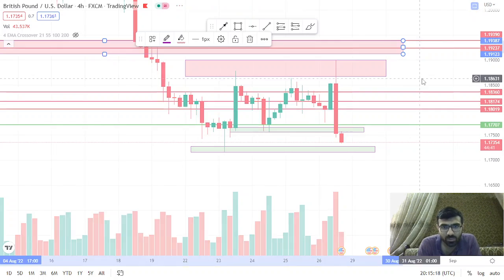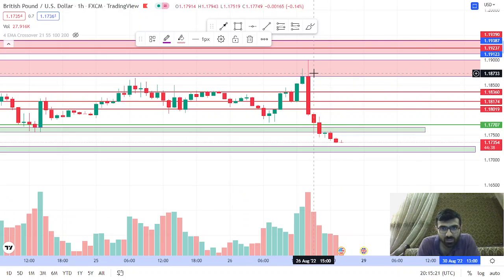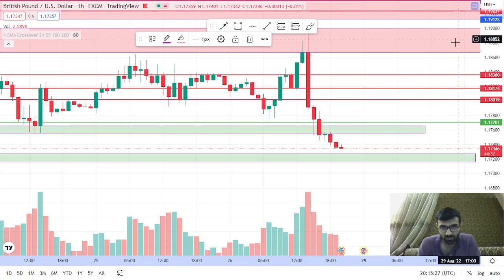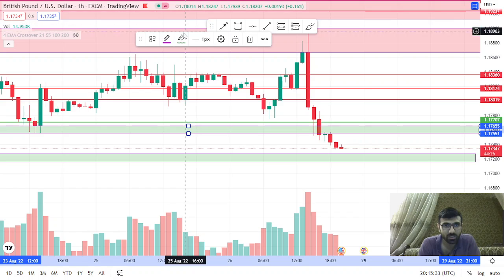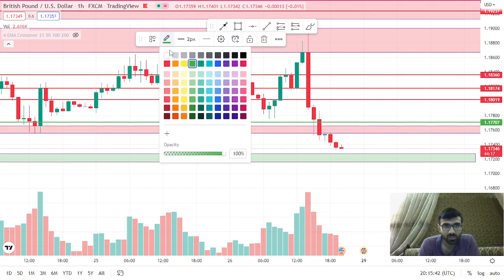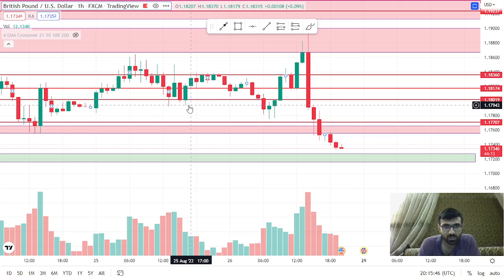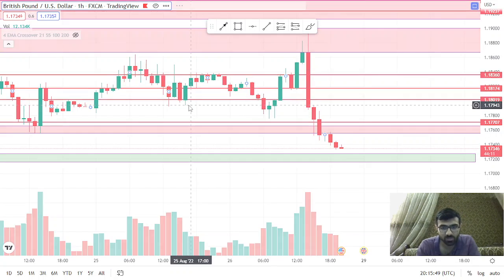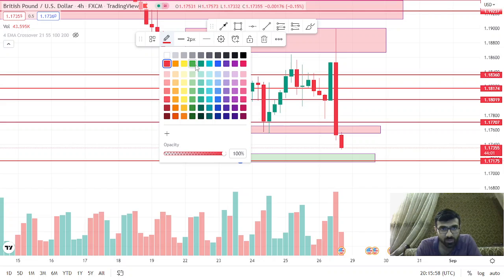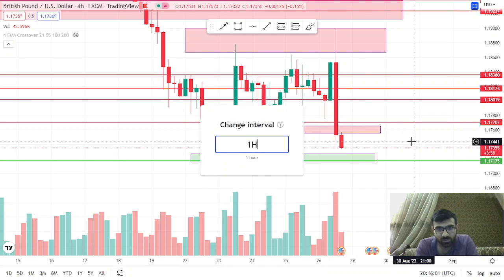Okay, now let's go back to the 1 hour setup so we can have our buying areas or the selling areas marked. As you can clearly see, this area has now turned into a resistance zone, and this support has also turned into a resistance zone. Okay, now let me also mark my last recent support zone, which is this. So we have to wait to see if this area is respected or if this area is broken.